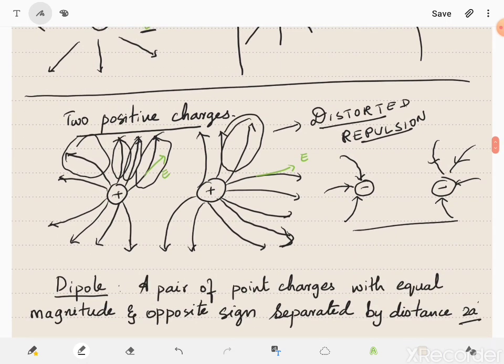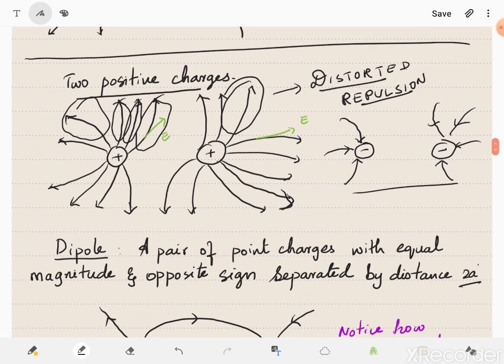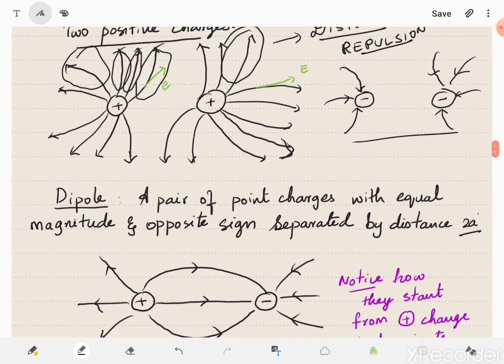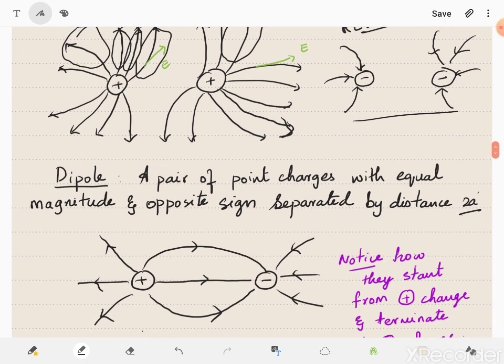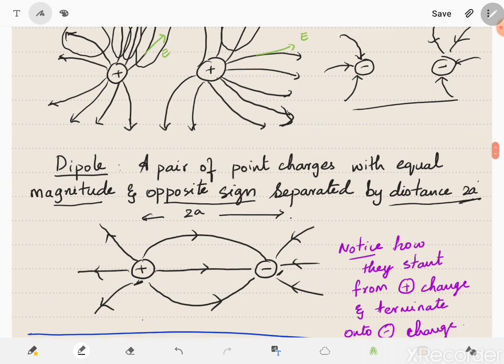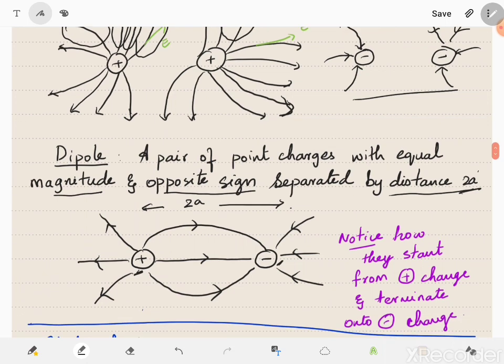Now, the next concept that I would like to talk about is a dipole. A dipole is a pair of point charges with equal magnitude and opposite sign separated by distance 2a. So you have one positive charge here and one negative charge here, and they're separated by a distance 2a. The field lines in case of a dipole start from the positive charge and they terminate onto the negative charge.